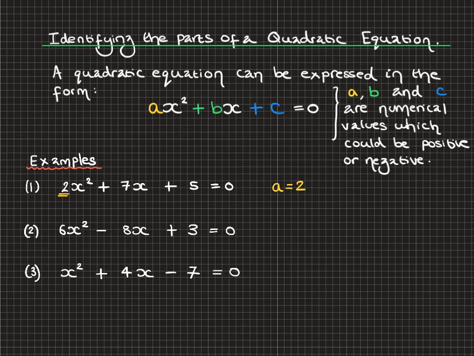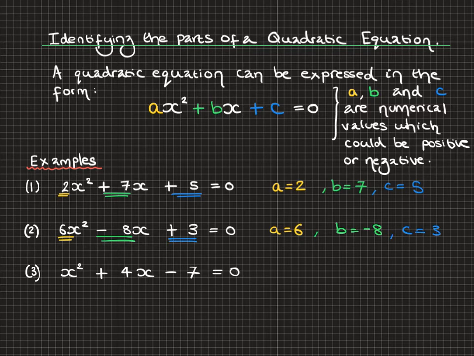Now, what is our value of b? It is the coefficient of x. It's equal to 7. In this case, a positive 7. And what is our value of c? It's this value here. It's equal to 5. Let's take a look at the second example. The coefficient of x squared is 6. So that's a, which is 6. The coefficient of x is negative 8, so b is equal to negative 8 and c is equal to positive 3.